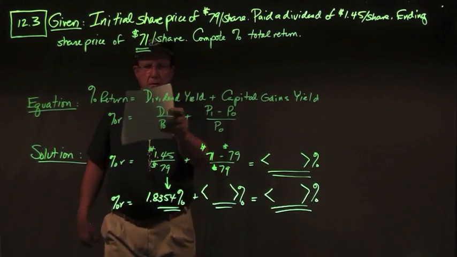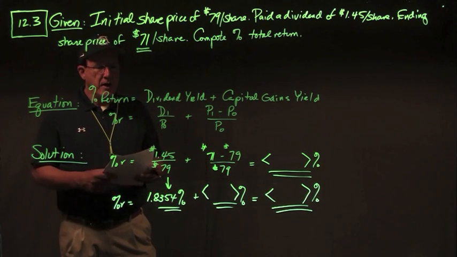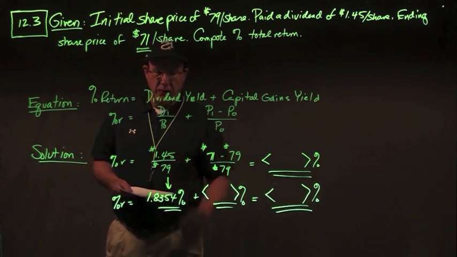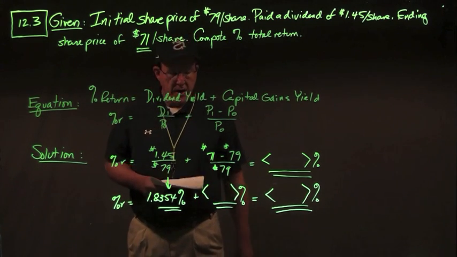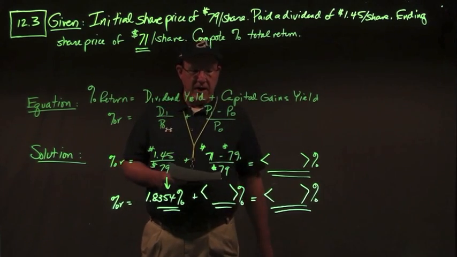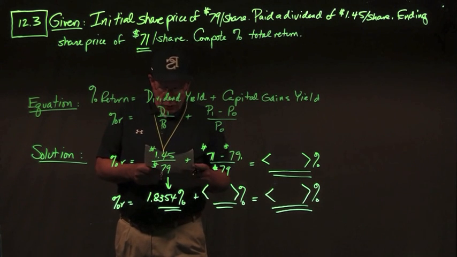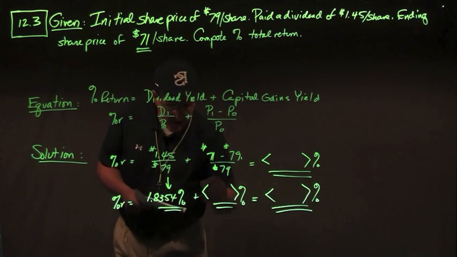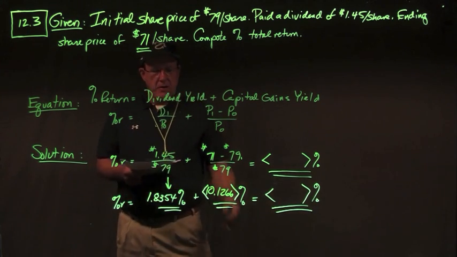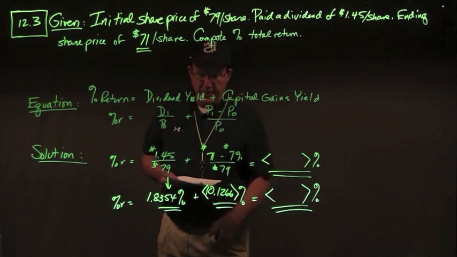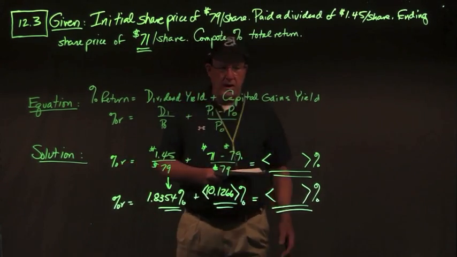In this example, same equation: total percent return is equal to dividend yield plus capital gains yield. The dividend yield is still the same, $1.45 over $79. However, this time capital gains yield goes down. It's 71 minus 79, so we have a loss of $8. Divided by $79, I get a capital gains yield of negative 10.1266%. So this time I'm not as happy an investor. I still get that nice dividend of almost 2%, but this time my stock price goes down.